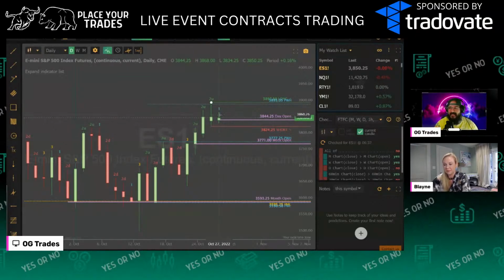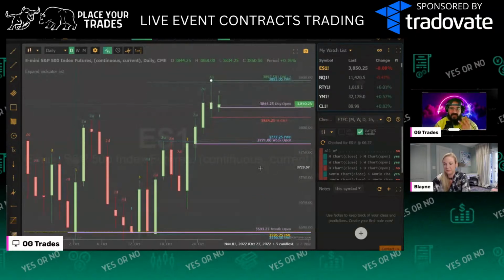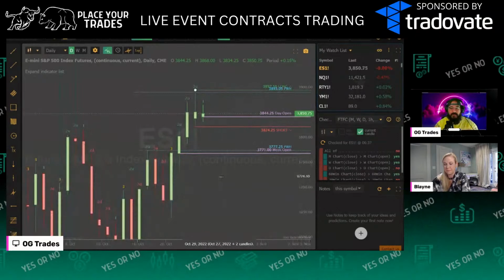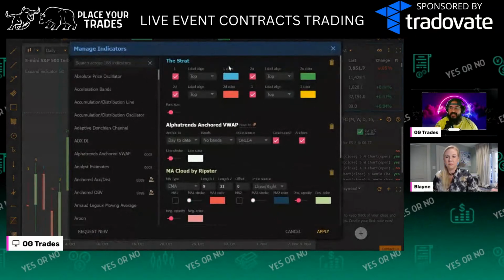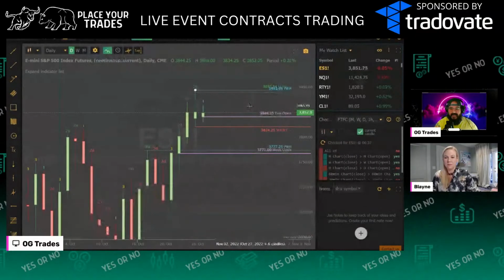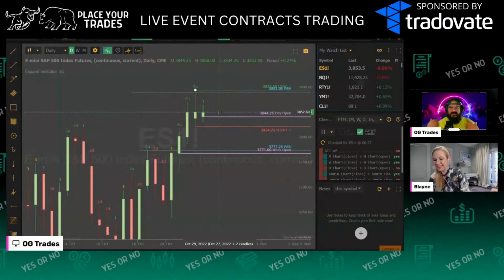So what do I mean by an inside setup? A 1 bar. For anybody that doesn't understand the Strat, we've got 3 scenarios: your 1s, your 2s, and your 3s. They're labeled, and all you have to do is go to indicators and look up the Strat. As soon as you get the Strat, you get these numbers, and you can color them however you want, so it's easy to identify. I think that's one of the things you like about it, because you can easily identify and speak to other traders in the same type of language.